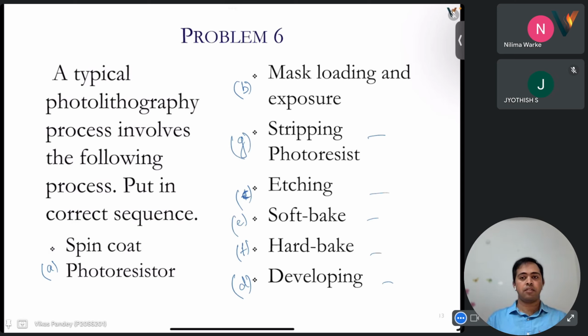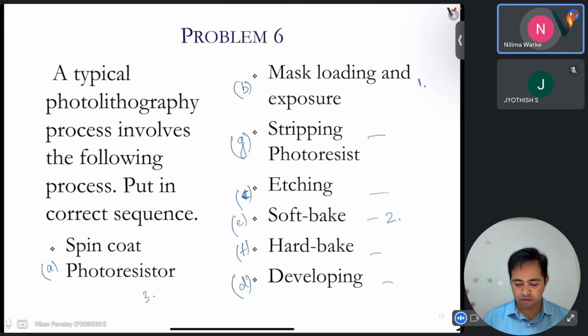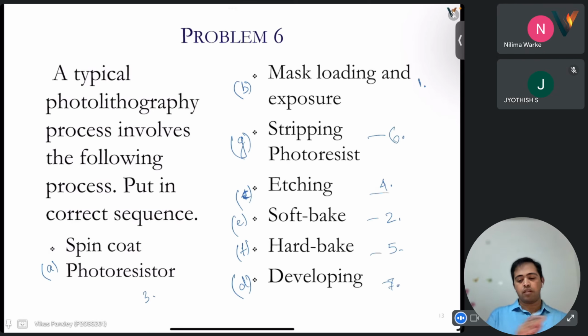Yes, Nilima, would you like to add something or change something? Yeah, I feel like that first will be the mask loading and exposure. Then later on, it will be soft baking, followed by spinning. Then the etching. Then again hard baking will be there, and then stripping of the photoresist, followed by developing. I'm not so sure about that. Okay, so let's see how it is done.